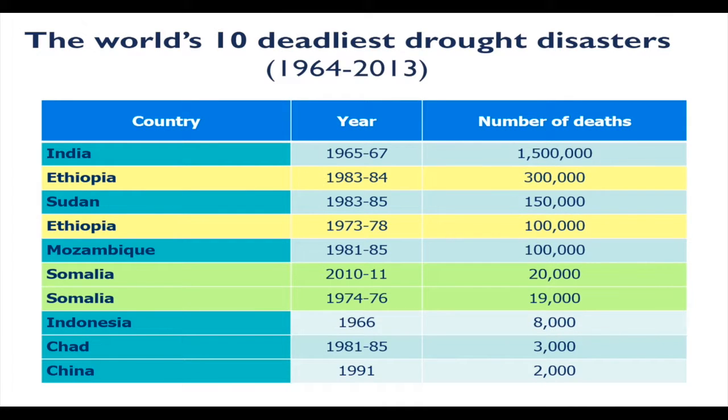The world's 10 deadliest drought disasters. You can see a very big pattern here when we're looking at the Horn of Africa. Somalia and Ethiopia are 2 of those top 10, Sudan and Chad also as well. Others that we see in there are India and also China. Once again, this idea of drought disaster is very, very significant when we're looking at the number of deaths.